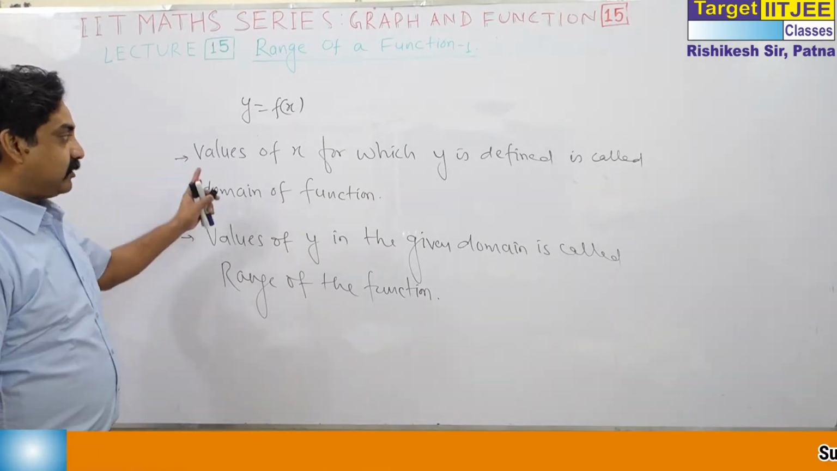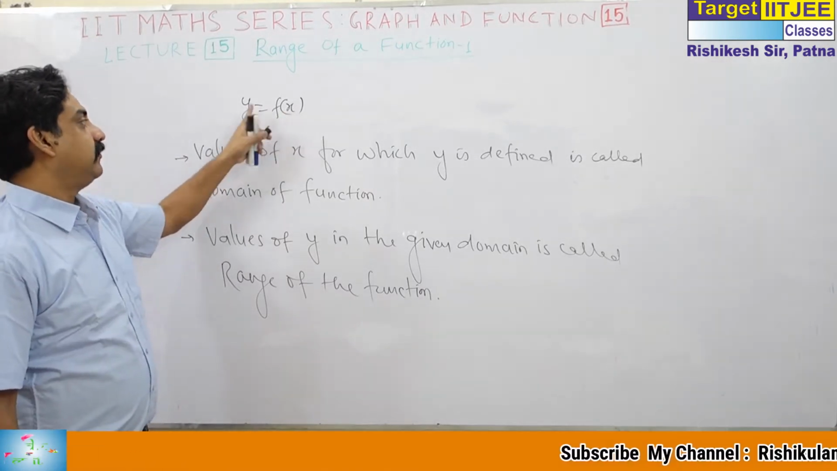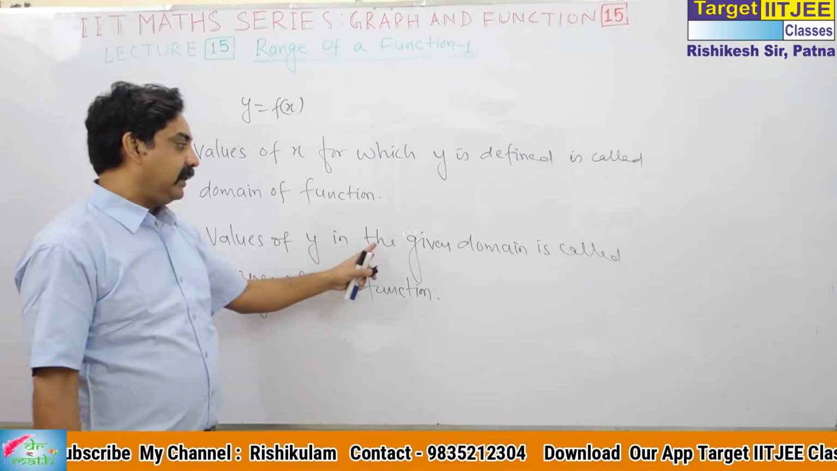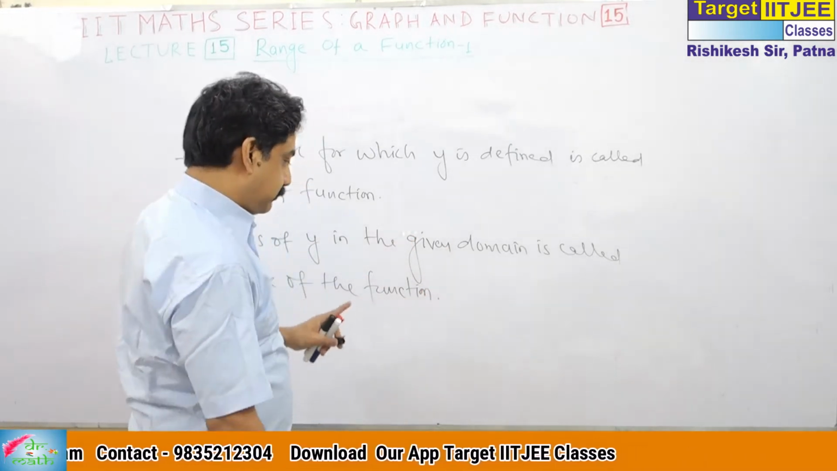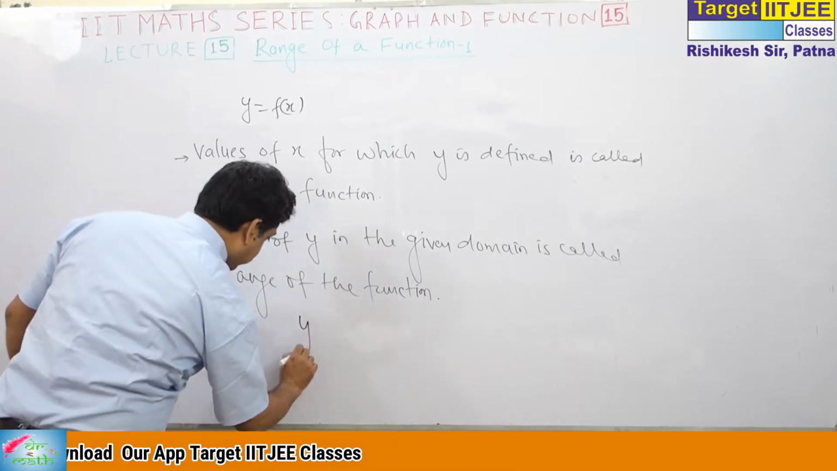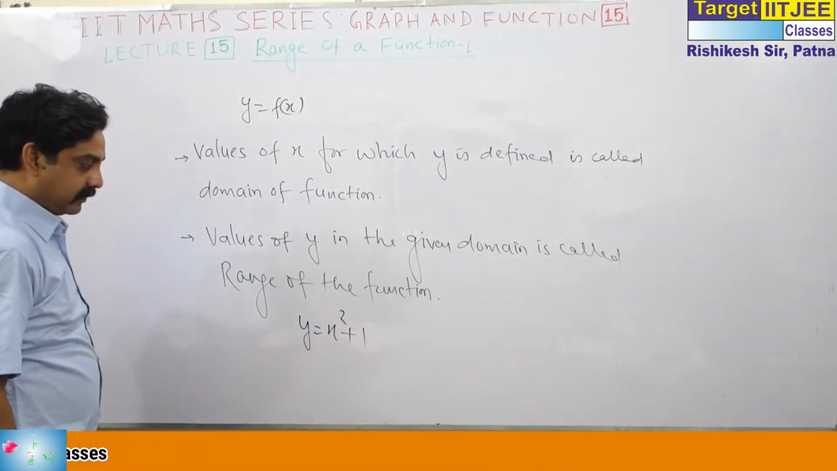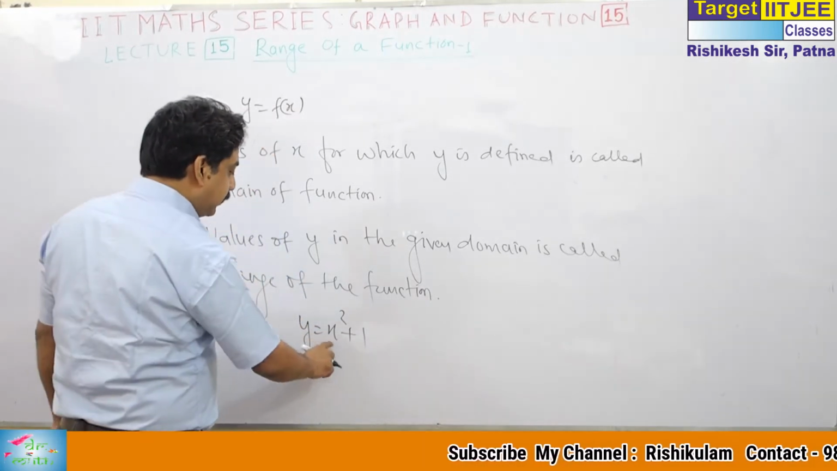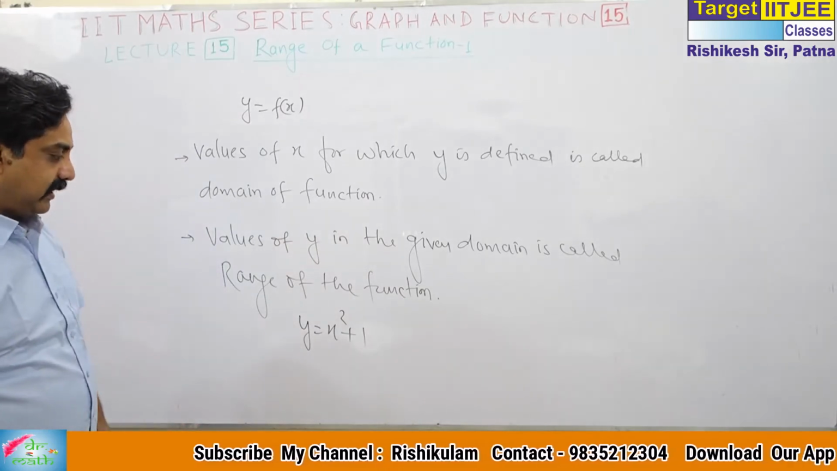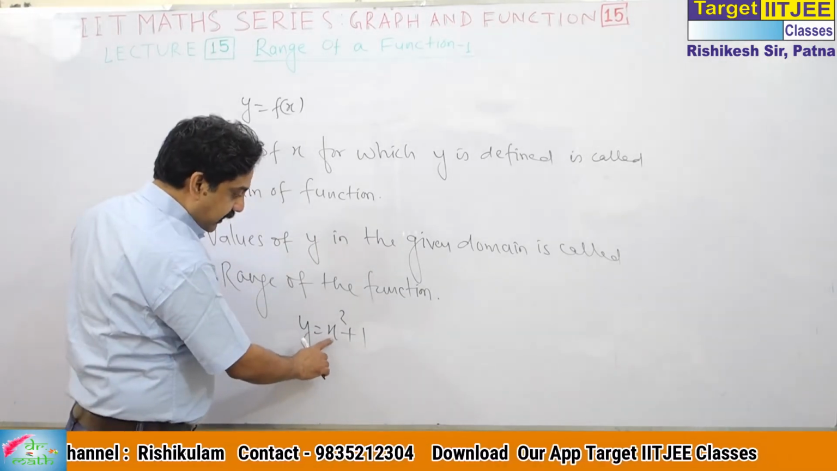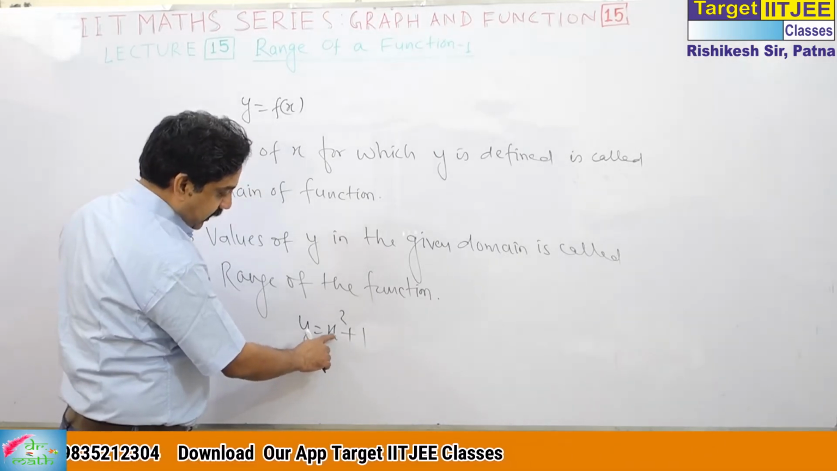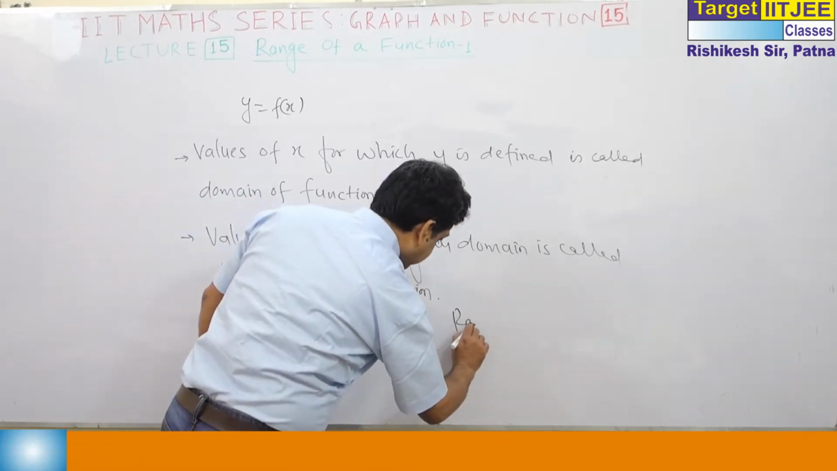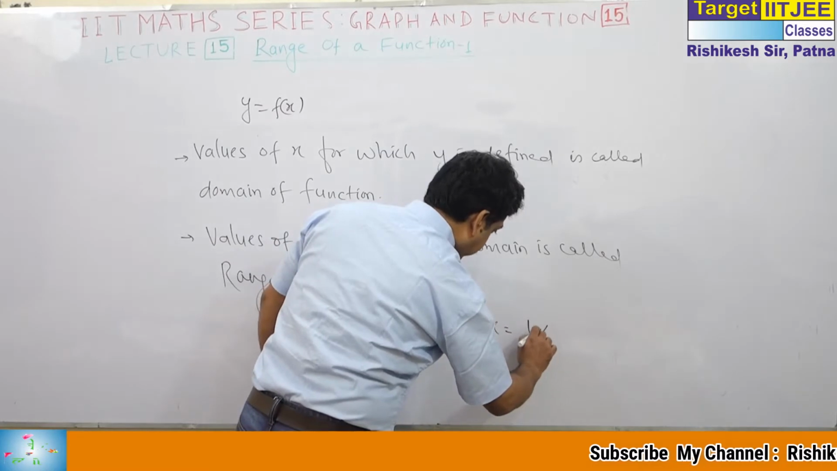But the actual definition: those values of x for which y is defined in the real domain is called the domain of the function, and values of y in the given domain is the range. For example, suppose we take the function y is equal to x square plus 1. A polynomial function is always defined, so its domain is minus infinity to infinity. But what is its range? X squared is greater than or equal to 0, so the whole expression is greater than or equal to 1. So we can say its range is 1 to infinity.